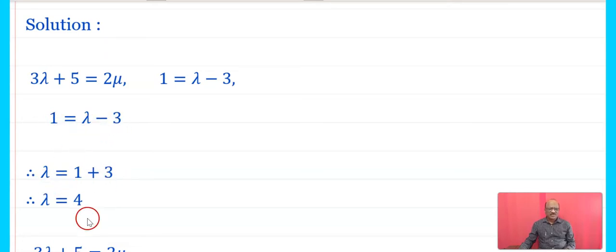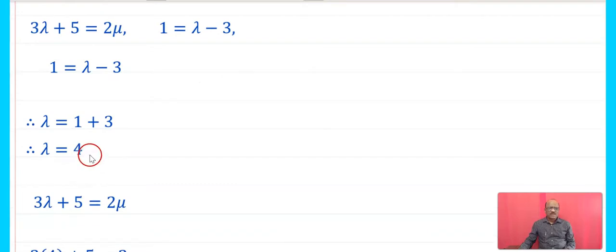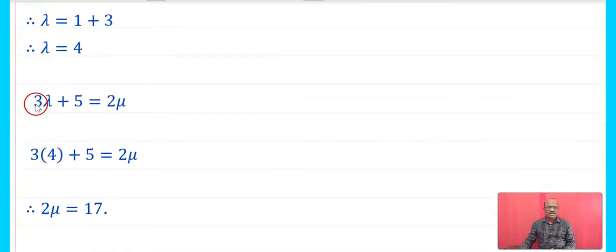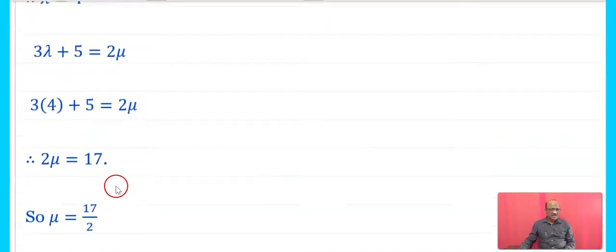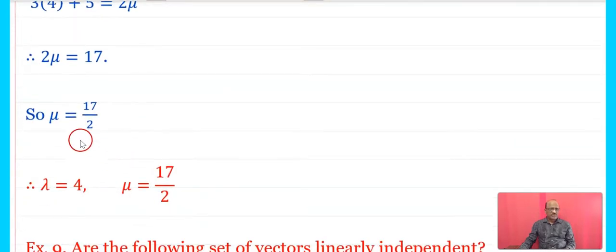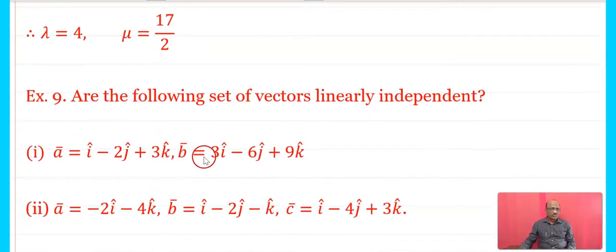That is, λ = 4. If we substitute this value of λ = 4 into 3λ + 5 = 2μ, we get 12 + 5 = 2μ, that is 17, so 2μ = 17, and hence μ = 17/2. Hence λ = 4 and μ = 17/2.